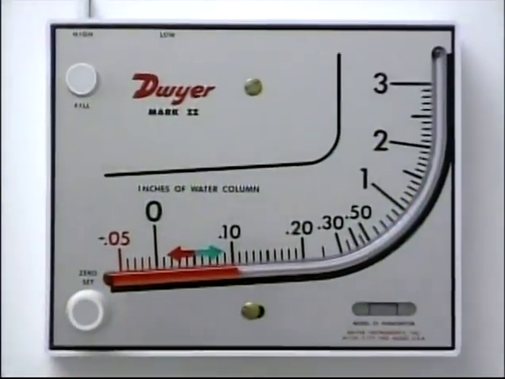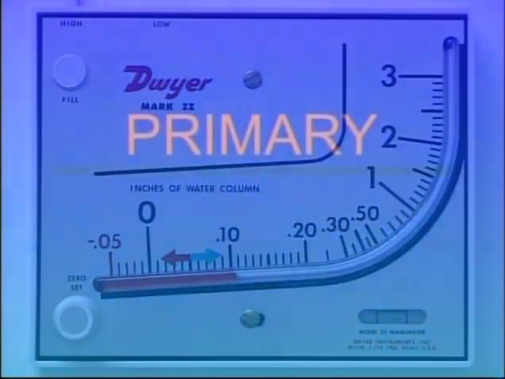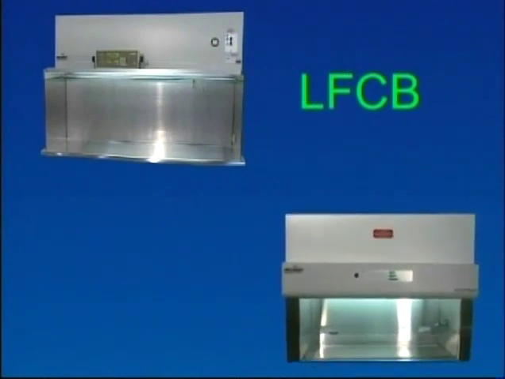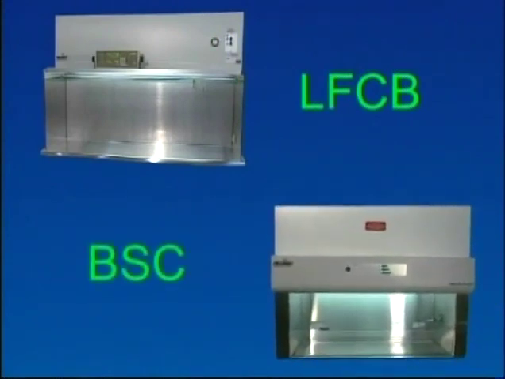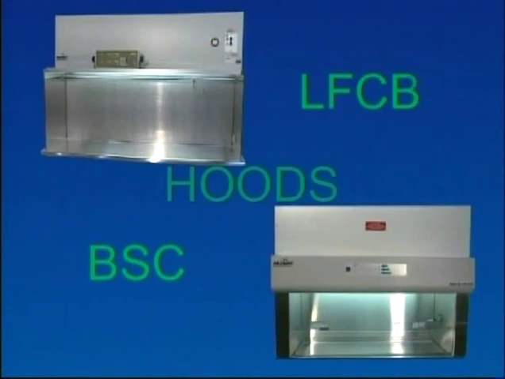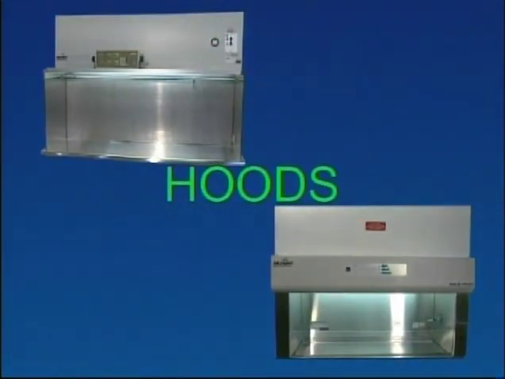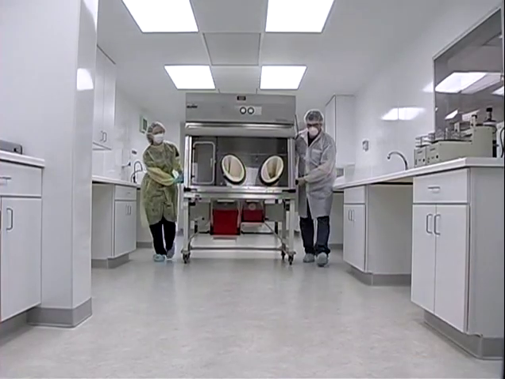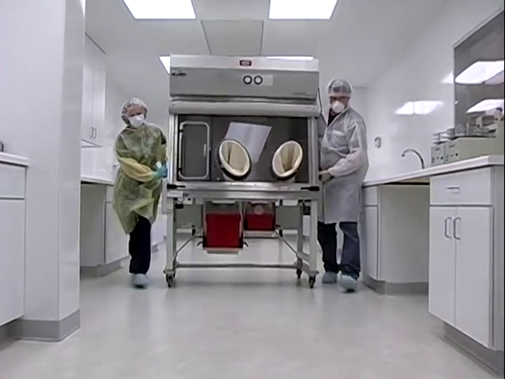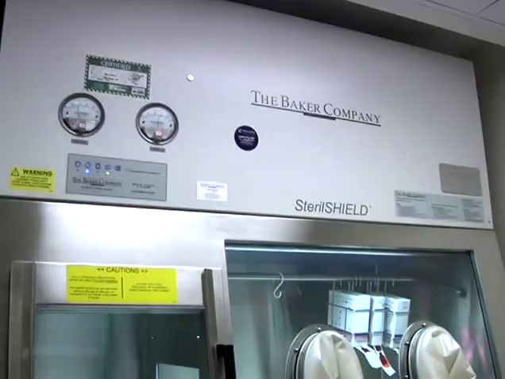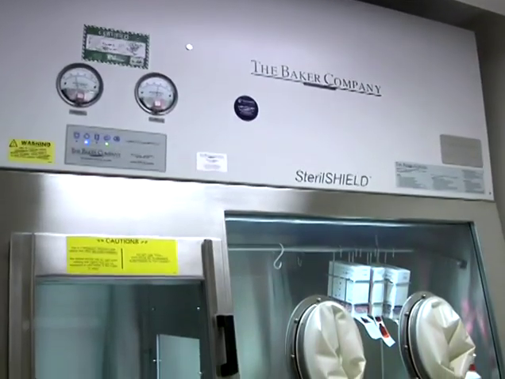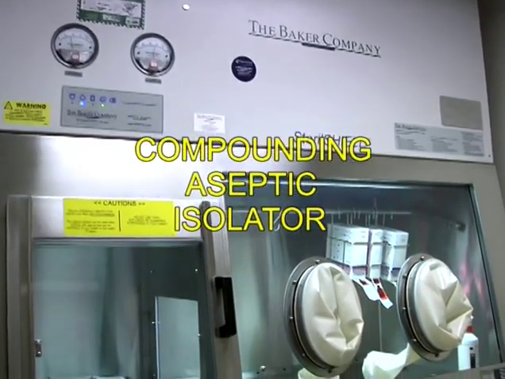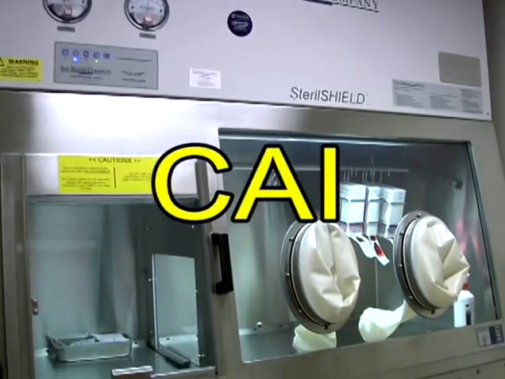The two primary engineering controls employed in the IV pharmacy are the Laminar Flow Clean Bench, or LFCB, and the Laminar Flow Biological Safety Cabinet, or BSC. These devices are commonly referred to as hoods. A third type of primary engineering control, or PEC, recently introduced as an additional option in the compounding of CSPs, is the Compounding Aseptic Isolator, or CAI.